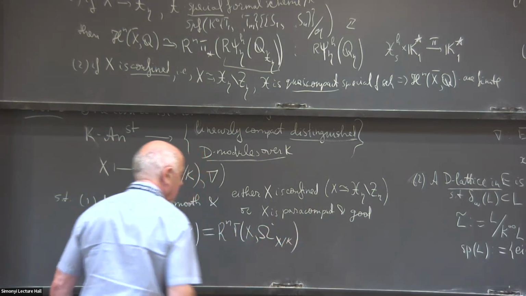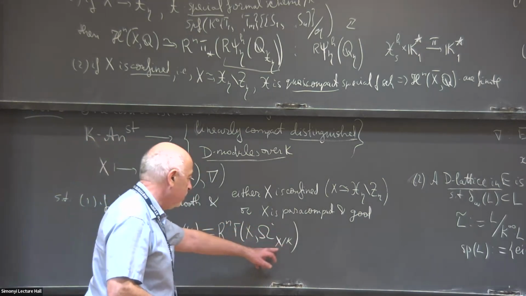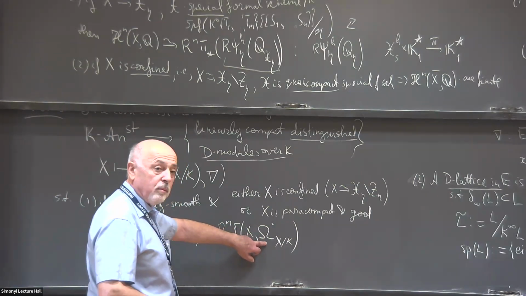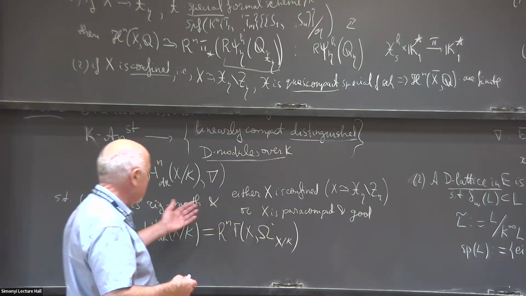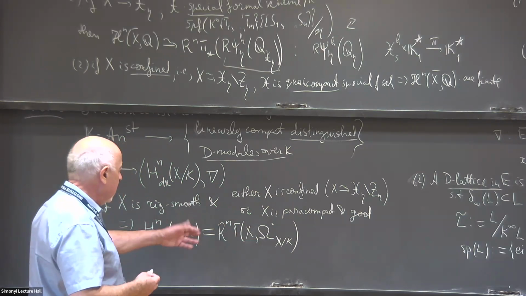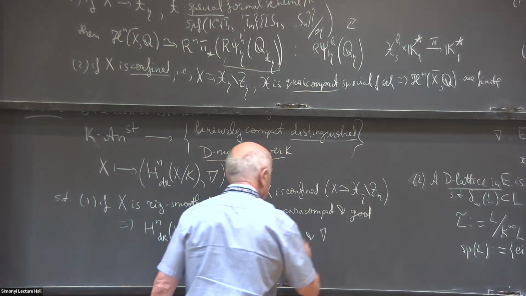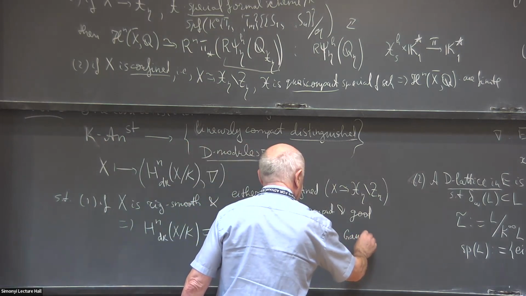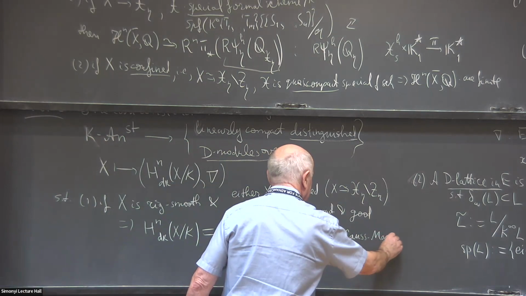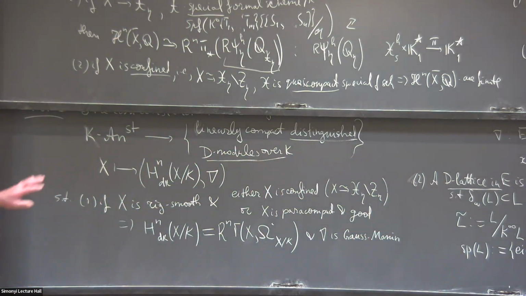First of all, it's reasonable to consider the de Rham complex, which is defined for arbitrary X, not only for smooth ones. It makes sense. And these are the usual ones, and δ is the Gauss-Manin connection, which can be defined. But one can extend it for arbitrary X.